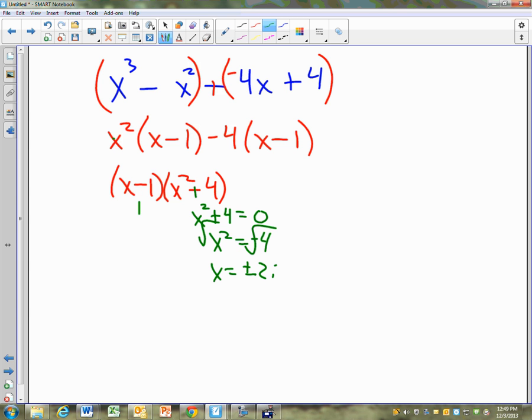So that'll be a situation where we have 2 imaginary solutions. We have positive 2i and negative 2i. And so those are complex solutions. Complex and imaginary, really, for your terminology, is the same stuff.